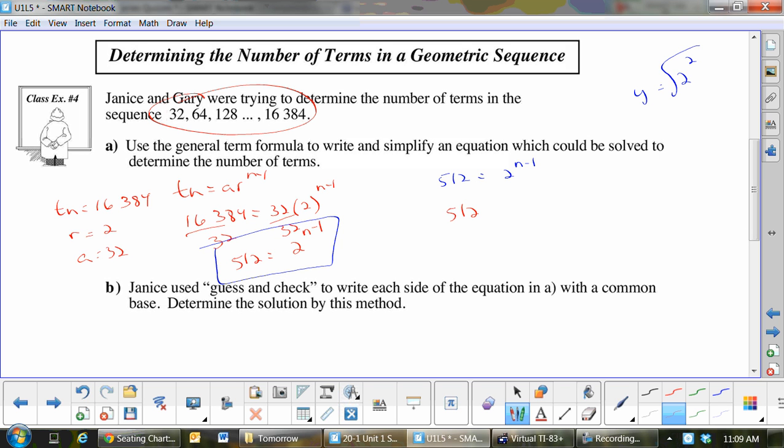Does everybody agree with this statement? Okay, so the question I ask you is, what is n? 10. Does everyone see that? These have to equal each other, right? So n minus 1 has to equal 9. Add 1, n equals 10.